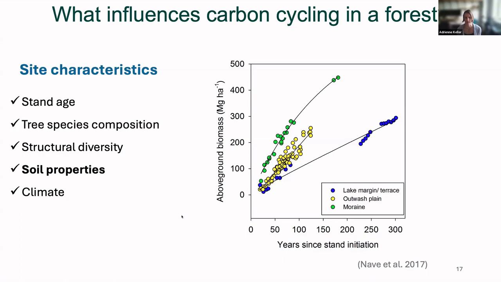They have high water holding capacity, good cation exchange capacity. So these soils that are really fertile are able to support more above ground biomass compared to the outwash plain and the lake margin terrace, which have a much lower soil organic matter and cation exchange capacity, and are not able to support as much productivity and therefore are not able to sequester and store as much carbon. So soil properties and soil fertility really matter in terms of carbon cycling in a forest or in other ecosystems.